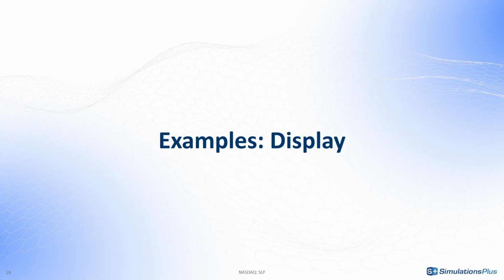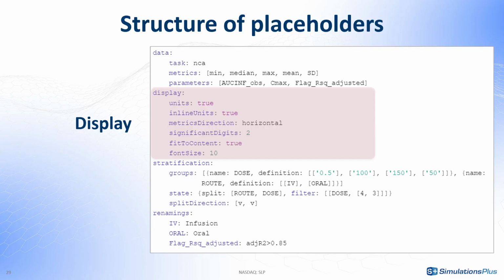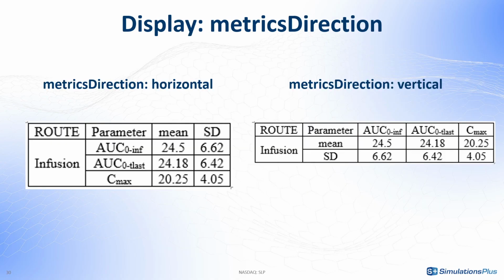So far, I showed you how to choose metrics, tables and parameters, change direction of a table, split and filter its content, and how to apply different names to parameters and covariates, that is, renamings. Now, to complete the list of customization options, let's go through the options in the display section. We've already seen the effect of metric direction. Horizontal means that statistics are in columns and values are shown horizontally in rows for each parameter. And the vertical direction is a transposed view.